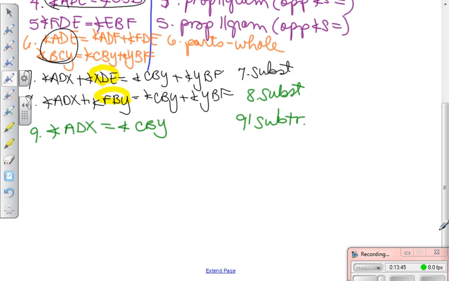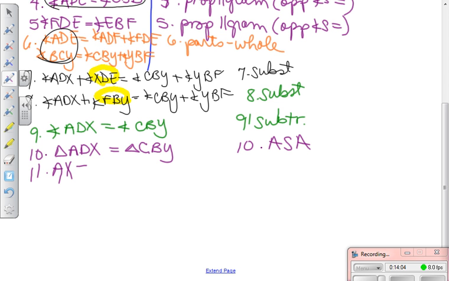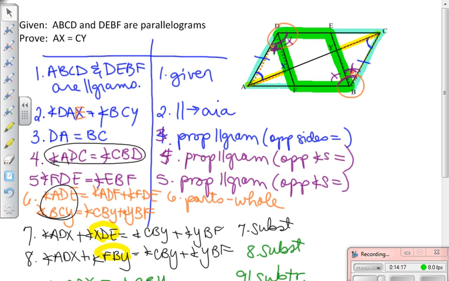So, step 10, triangle ADX is congruent to triangle CBY by angle, side, angle, and then AX is equal to CY by CPCTC, because those are corresponding parts of those triangles we just proved congruent. So we worked for those orange triangles. Once they were congruent, the two yellow pieces by CPCTC.